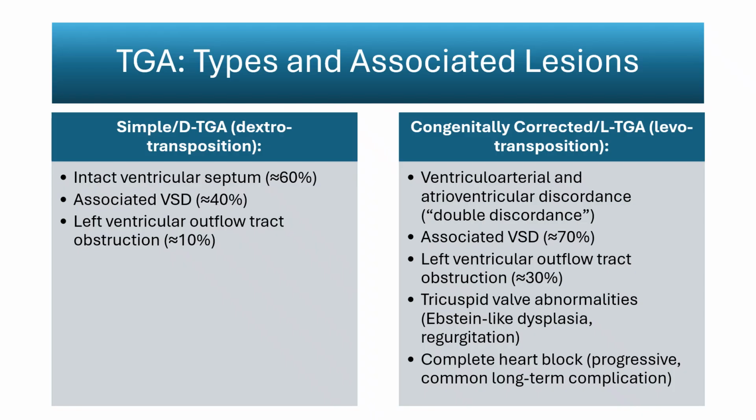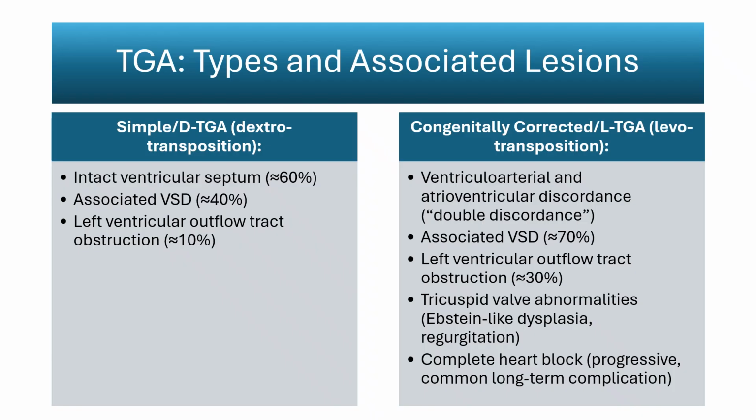The second form is congenitally corrected or levotransposition. In this variant, there is both ventriculo-arterial and atrioventricular discordance, sometimes called double discordance. Blood flow is physiologically corrected, but the right ventricle supports the systemic circulation. Associated defects are common, including ventricular septal defects in up to 70% of cases, left ventricular outflow tract obstruction in about 1/3, and abnormalities of the tricuspid valve such as Epstein-like dysplasia with regurgitation. Progressive conduction system disease is another hallmark, and complete heart block is a frequent long-term complication.